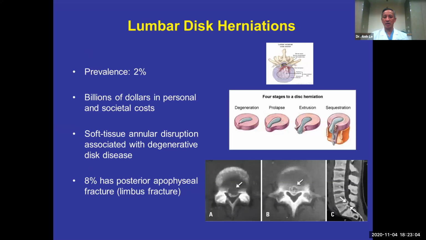So lumbar disc herniation accounts for a prevalence of 2%. However, it produces a societal cost in the billions of dollars in cost of treatment, cost of surgery, and also loss of work and disability.